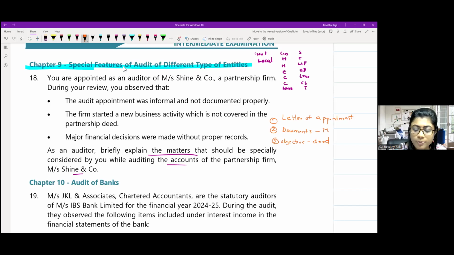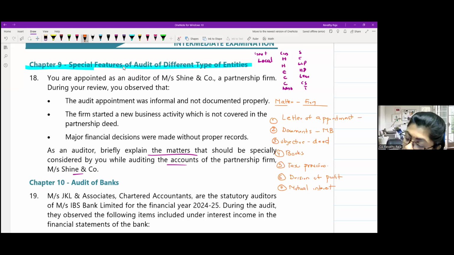Documents means the minutes book. Then you will verify the books, whether tax provision has been made. Then whether profit has been properly distributed, division of profits. You should protect the interest of all partners, mutual interest. So directly put a heading, matters to be considered in audit of a firm. Under this heading, write one sentence each.